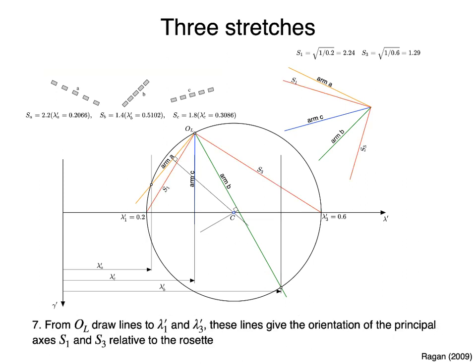From OL, we can draw lines to lambda prime 1 and lambda prime 3. These lines give the orientation of the principal axes S1 and S3, relative to the rosette. This is the strain ellipse on the Mohr circle and the rock slab. This is the end of the exercise.